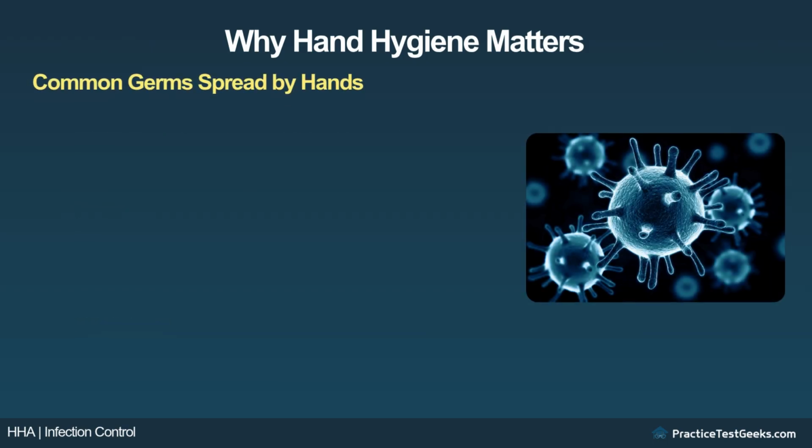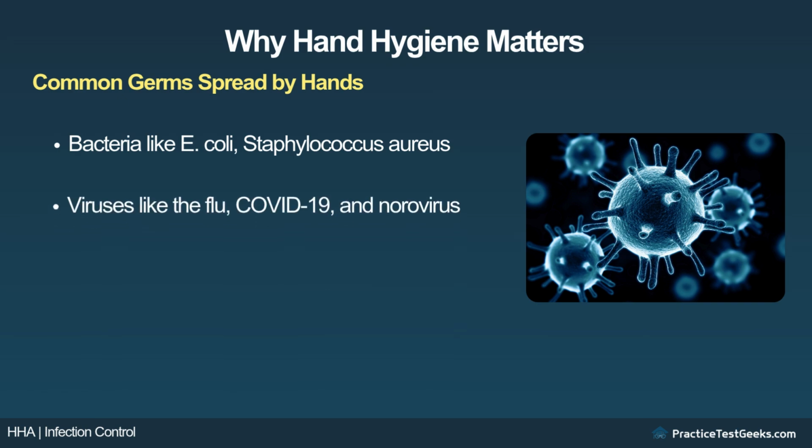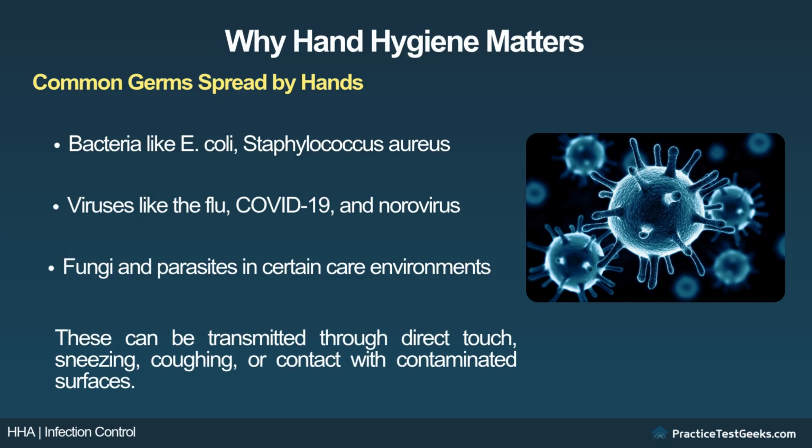Let's take a closer look at the common germs spread by hands. Bacteria like E. coli, Staphylococcus aureus, viruses like the flu, COVID-19, and norovirus, fungi and parasites in certain care environments. These can be transmitted through direct touch, sneezing, coughing, or contact with contaminated surfaces.